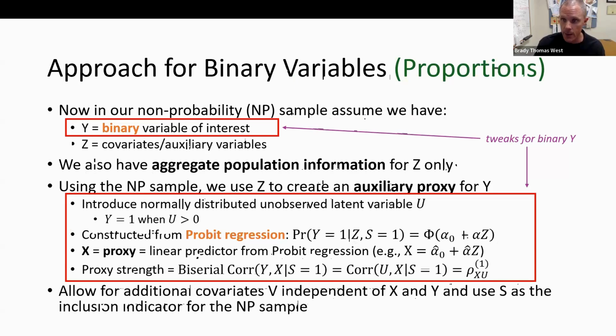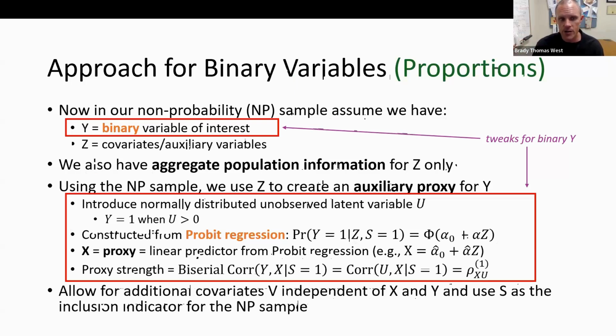It allows us to model the probability that Y is 1 as a function of those predictor variables Z for the selected sample. S is just a selection indicator saying it's 1 if you were selected in the non-probability sample. And then the proxy variable, which we'll call X, is the linear predictor from that probit regression model. So we take the estimated coefficients, we take the predictor variable Z, and we form that linear combination that gives us the proxy variable X for each of the cases in our selected sample.